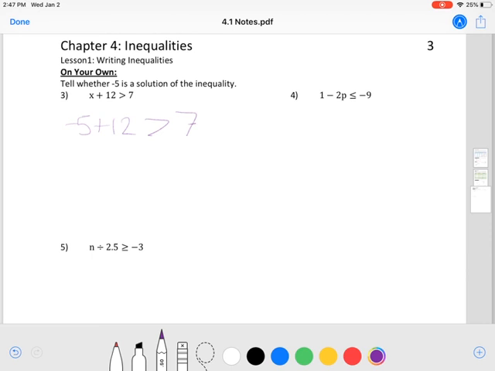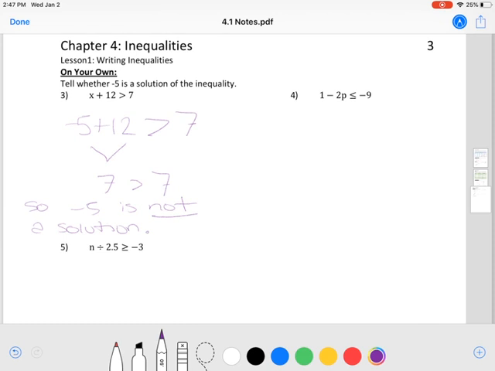So first thing we can do is, what is negative 5 plus 12? Well, that is positive 7. Positive 7 is greater than positive 7. Is that true? No, it's not, because 7 is equal to 7, not greater than 7. So negative 5 is not a solution.